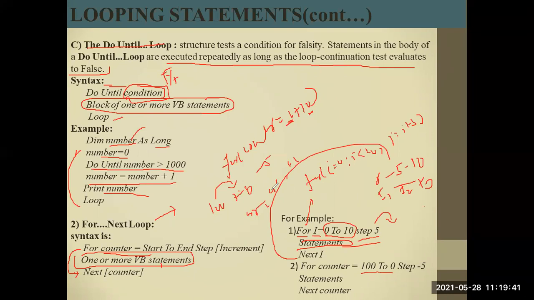The first one is the simple do while. In that case, we first execute the statement, then we check the condition. The third one is the do until loop, where we check the false condition. Then we discussed the for next loop, and what the syntax of the for next loop is and how it is implemented.